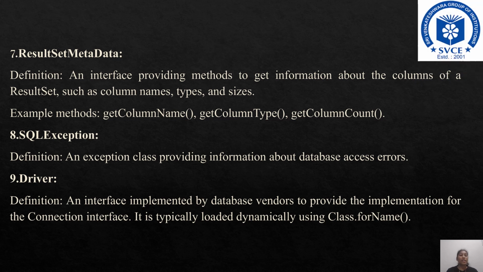Next, ResultSetMetaData. The definition of this is an interface providing methods to get information about the columns of a result set, such as column name, types, and sizes. Example methods are getColumnName, getColumnType, getColumnCount. Next, SQLException. The definition of this is an exception class providing information about database access errors. Next, Driver. An interface implemented by database vendors to provide the implementation for the Connection interface. It is typically loaded dynamically using Class.forName.